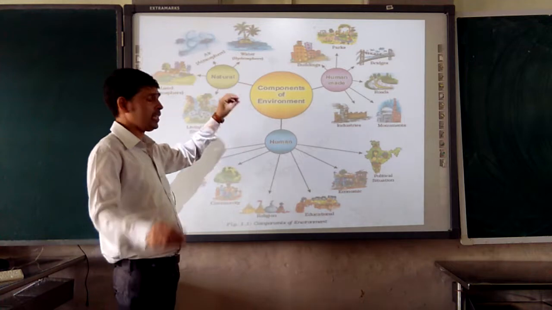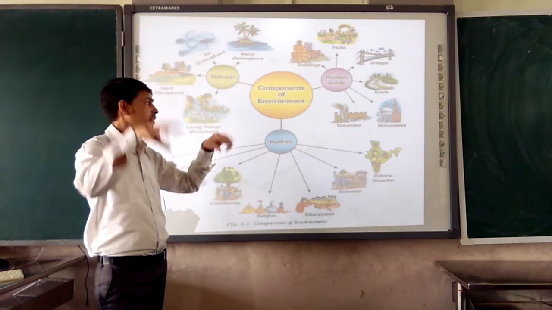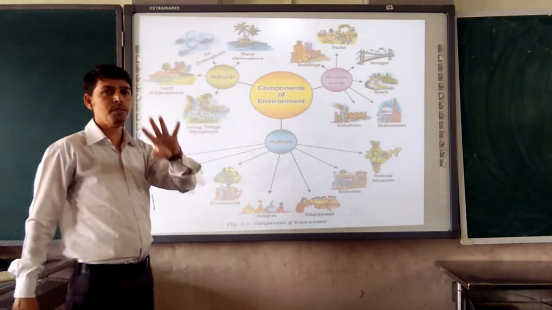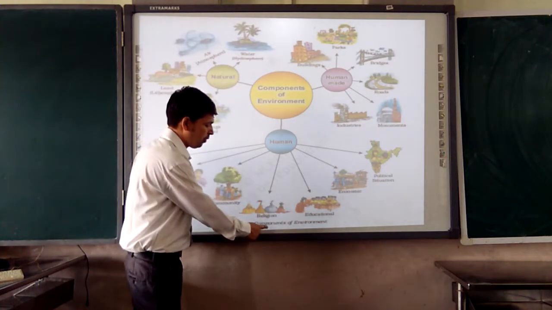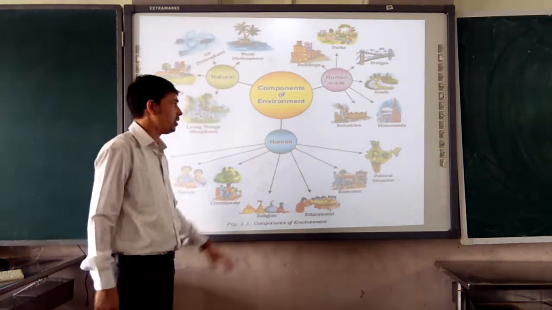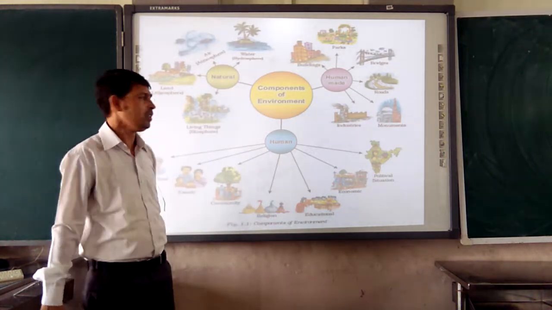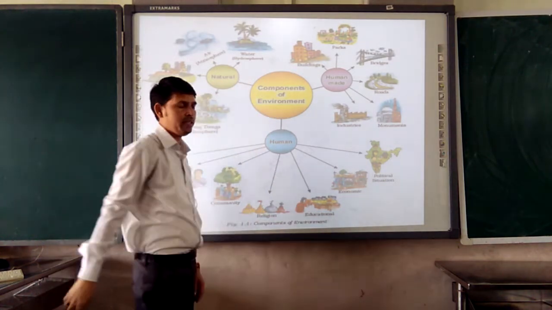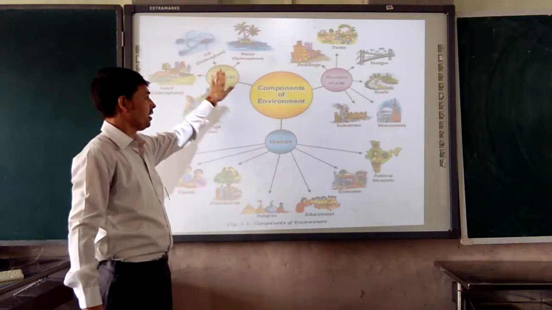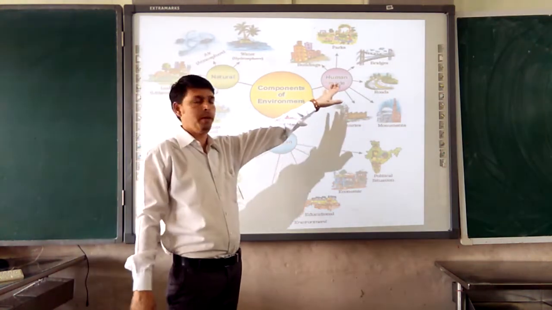Components of environment looks like a spider web. You have to keep the spider web in mind to memorize it. Figure 1.1, components of environment. You have to draw four circles. In the first circle, you write components of environment: the clear side, natural, human made.